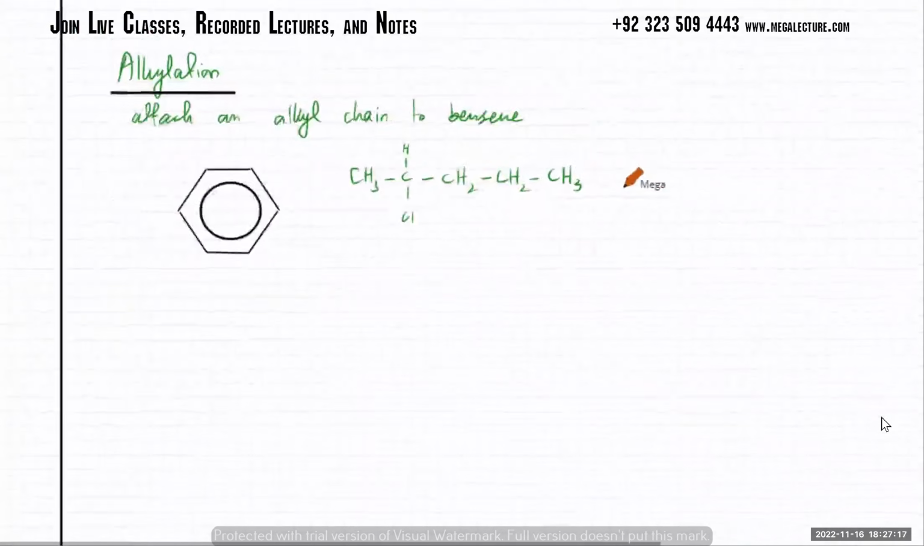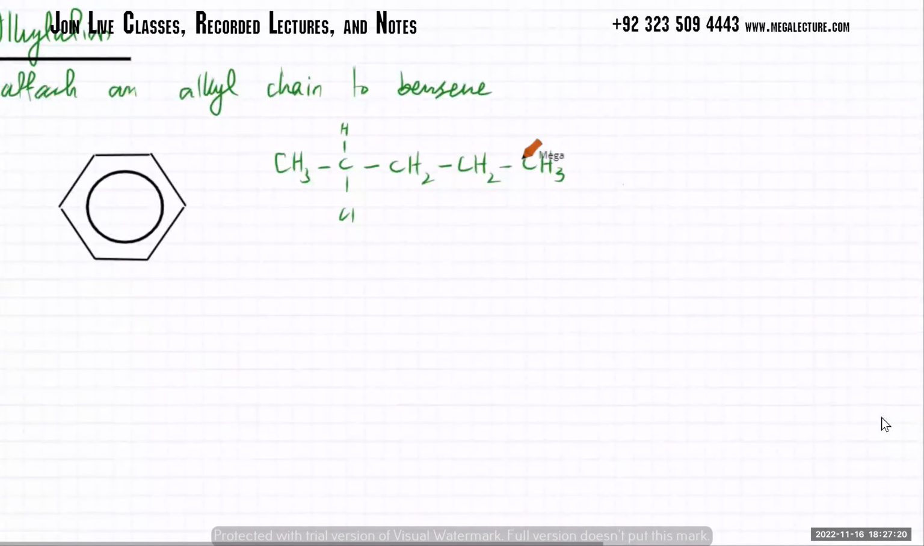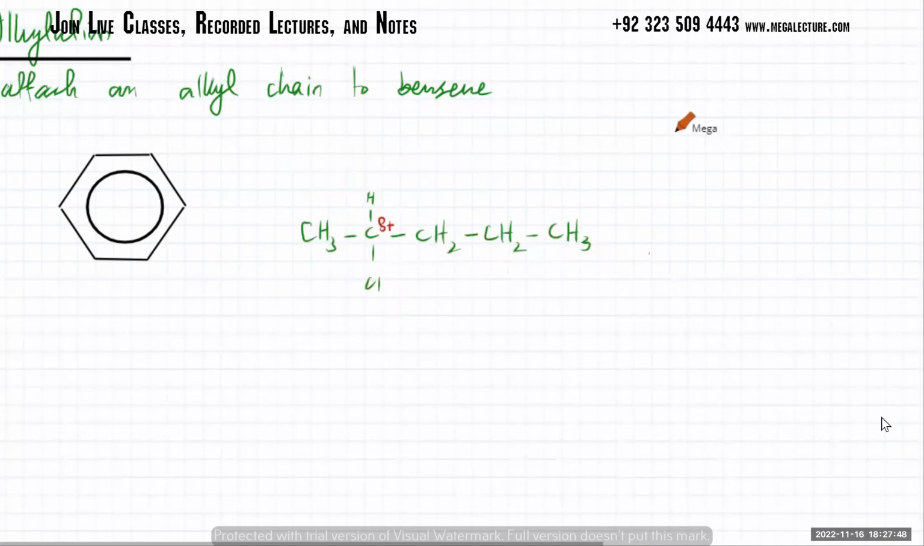Now what will happen in this reaction is that one of the carbons in this entire chain has a slight positive charge. So it's going to behave as an electrophile. It's going to get attracted to the electrons in benzene. So this one over here is going to get attracted to the electrons in benzene. Exactly the same reaction will happen.